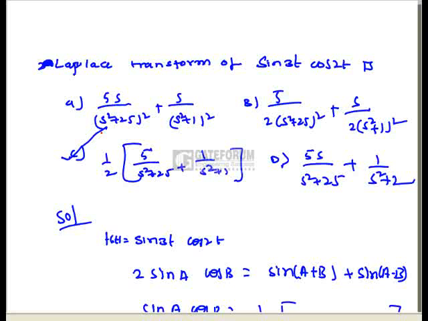So the first important thing is that we have to recall the trigonometric equation. If you know this equation, the answer will be very simple. Otherwise, it is not a simple one.